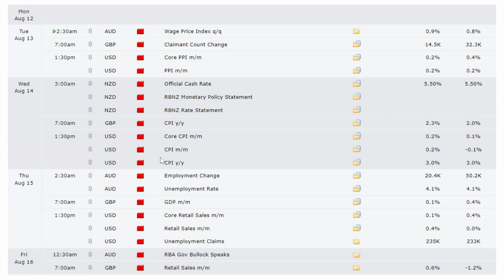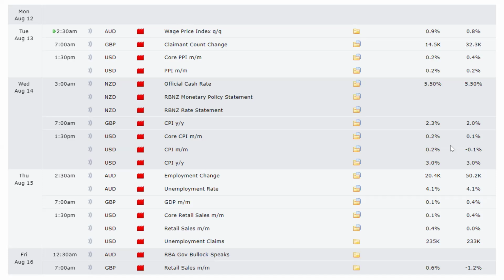Then on Thursday, we'll see employment rate change affecting the Australian dollar, and we also see GDP month-in-month data affecting the Great Britain pound, and then the core retail sales and unemployment claims affecting the USD. And on Friday, not so much to expect, but for the GBP, where we see retail sales month-in-month.